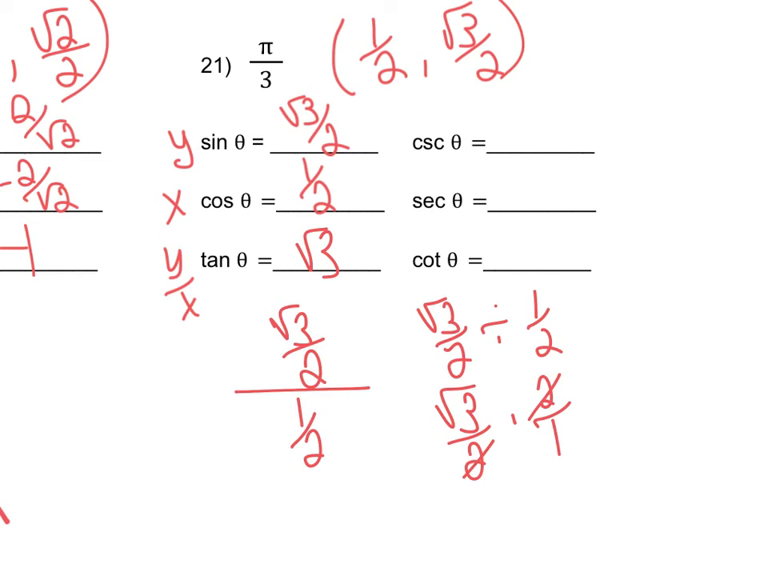Now the second column is just the reciprocal of those. So you're going to have 2 over the square root of 3, 2 over 1, or just 2, and 1 over the square root of 3.